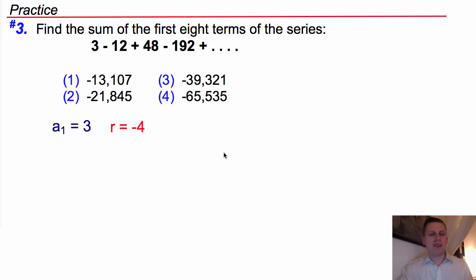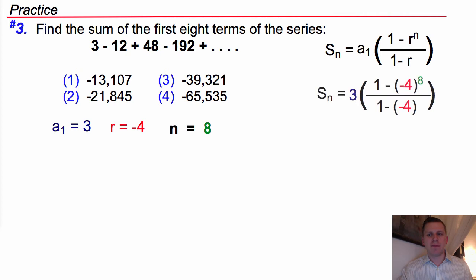Now all I have to do is figure out how many terms. Well, it's pretty easy to see that they said find the sum of the first 8 terms, so n must be 8. Because it's a geometric series, I can use this formula. For a1, the first term, I'll plug in 3. Common ratio, I'll plug in -4. And for the number of terms, 8.